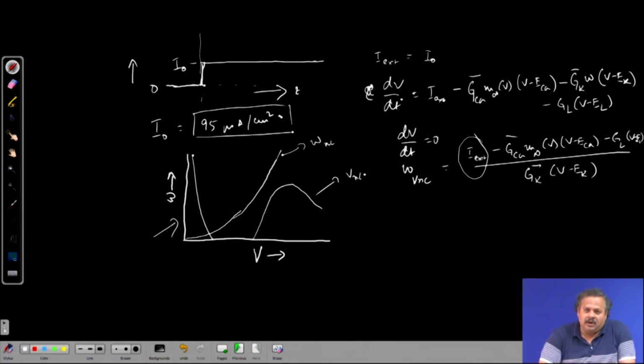Would anything be happening to our W nullcline? There is no I external in the W nullcline. The W nullcline is simply W infinity V, and W infinity V did not have any I external there. So, the V nullcline changes, and since I external is positive, this entire V nullcline will be shifting upwards. It will shift up to some point here.